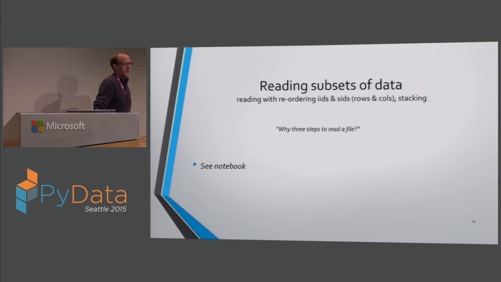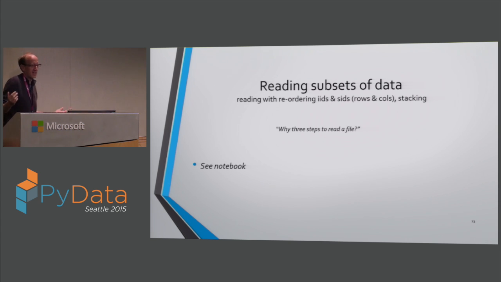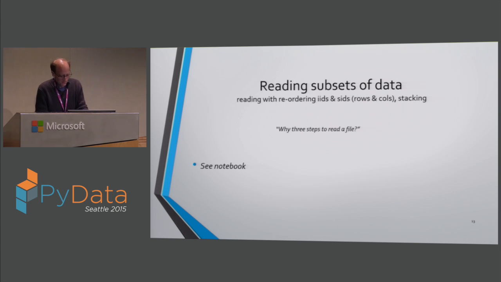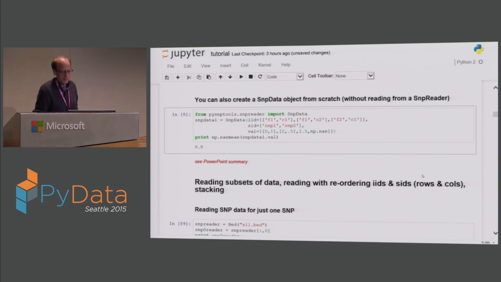So you're looking at that and going, man, if all you wanted to do was read a bed file, why did we have to go through 3 steps? Why didn't you just say, I don't know, read bed or something? You wouldn't even need an object. There's a payoff. The reason we do it in 3 steps is because it facilitates reading subsets of the data and also reordering the data when we want the rows or columns in a different order. And let's look at the notebook to see how that works.